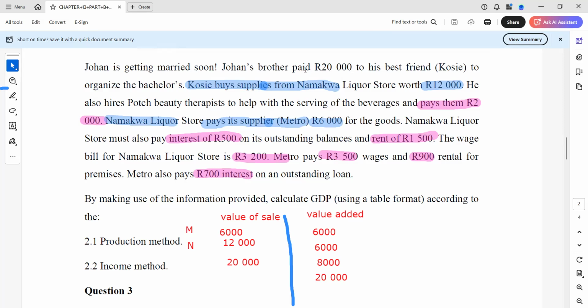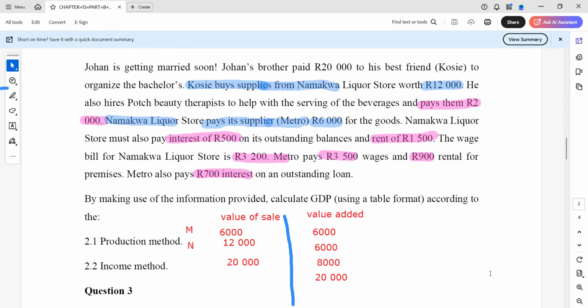The initial amount that Jonah's brother paid, 20,000 to his best friend Kosi to organize. So the initial amount that Kosi was given by his brother to organize the bachelors is 20,000, right? So if you say this 20,000 minus 12,000, you get 8,000. So to calculate the value added, you basically just add them all together and then you get the initial amount that Kosi was given, right? And then also when you're doing this using the income method, you should get the same answer.